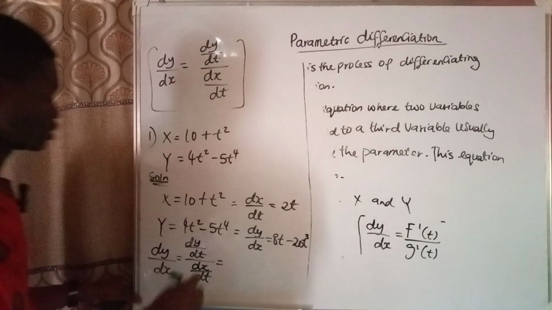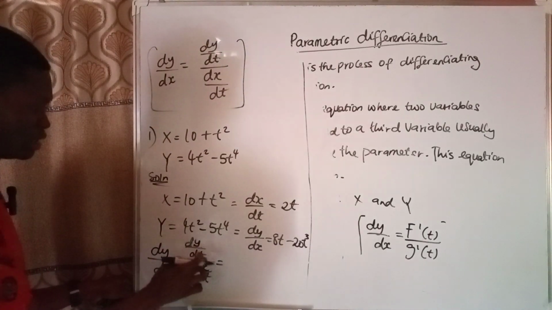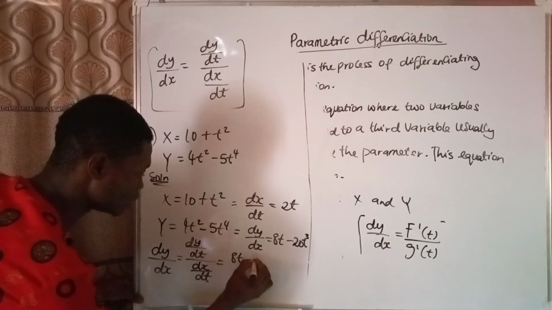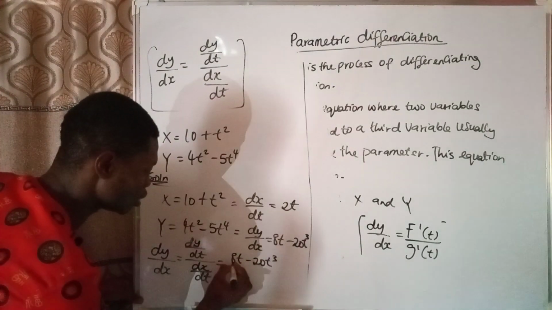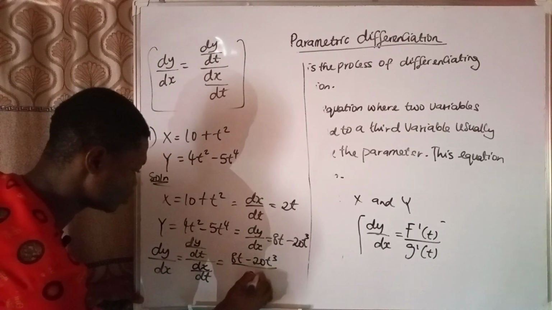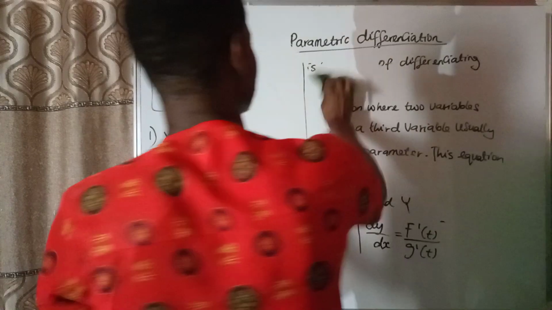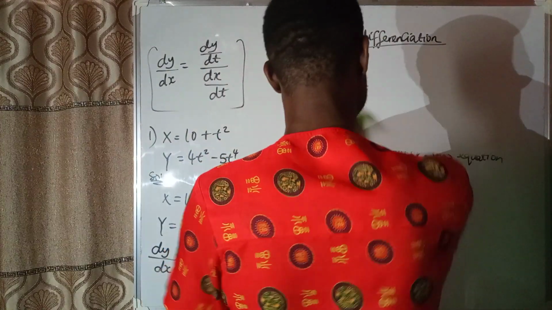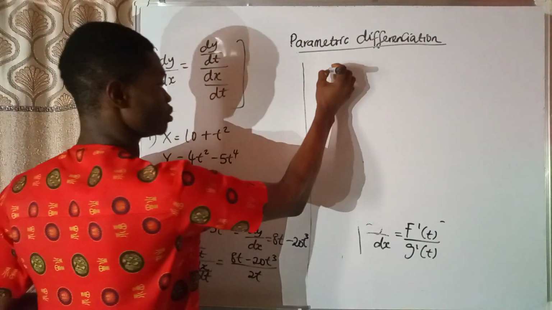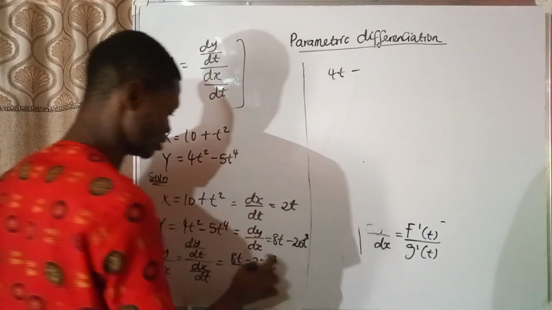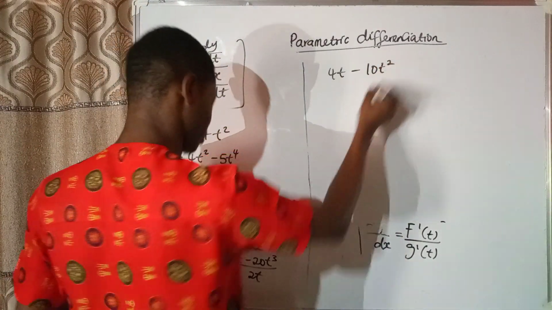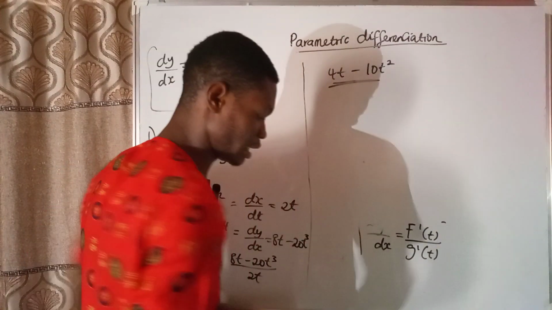So which is equal to dy over dt, which is 8t minus 20t cubed, all over dx over dt, which is 2t. So let's clean this side. 8t divided by 2t is 4, and 20t cubed divided by 2t is 10t squared. So this is our final answer.